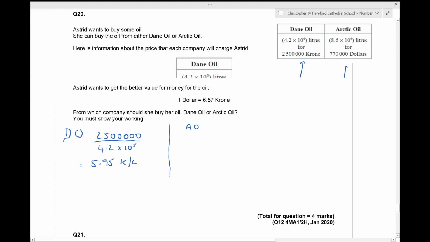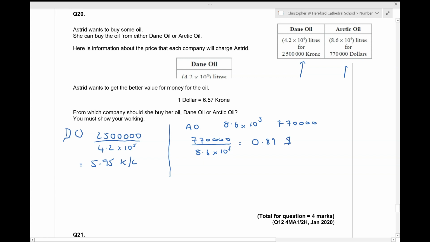Meanwhile, Arctic Oil, what is the price per litre there? Well, you get 8.6 times 10 to the 5 litres for $770,000. So the price per litre is 770,000 divided by the number of litres you get for that money, which gives you a price per litre of $0.89.